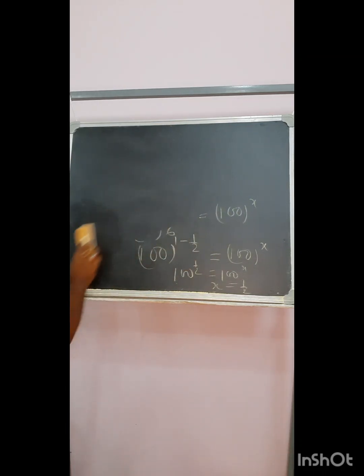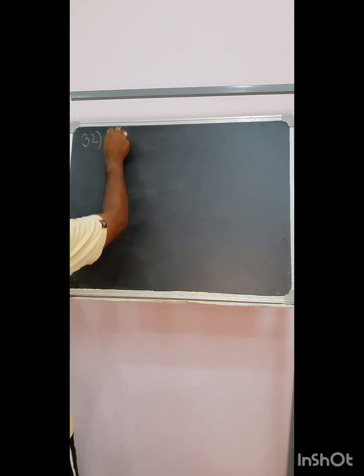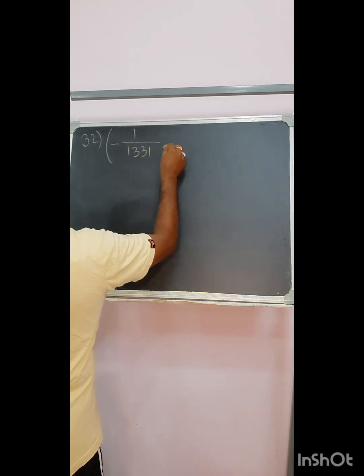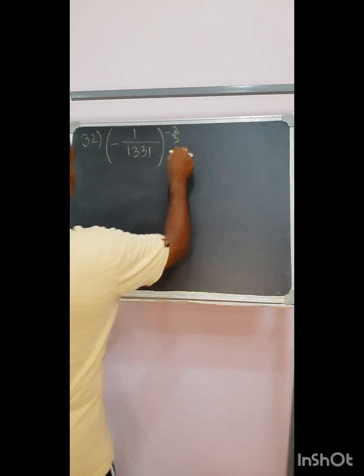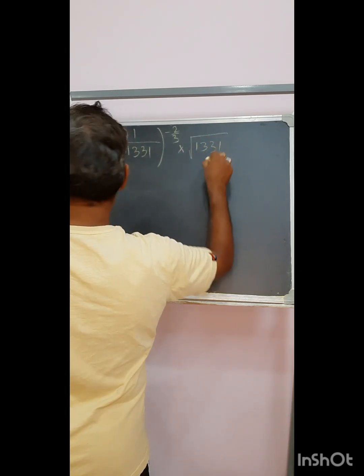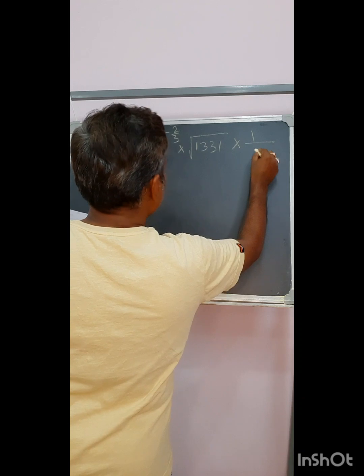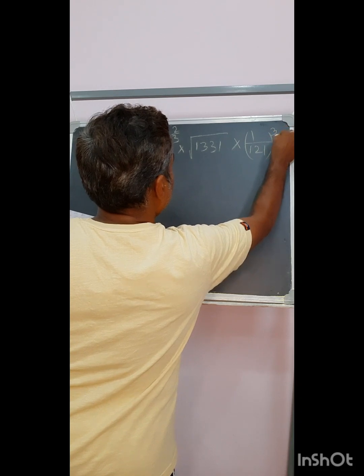31 is over. Come to 32. 32 is minus 1 upon 1331 whole power minus 2 by 3, into square root of 1331, into 1 upon 121 whole power of 3 by 2.